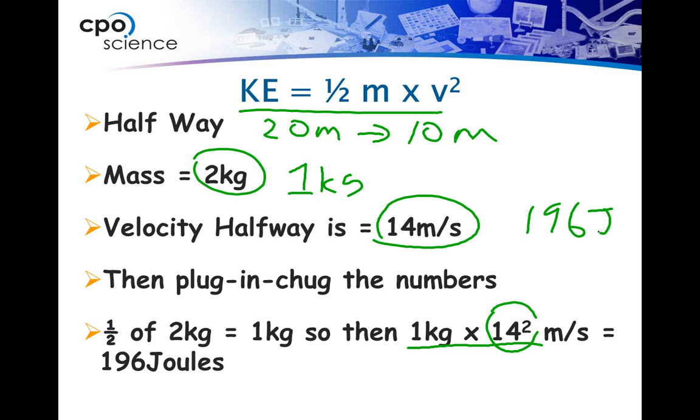So 1 times 14 squared gives us about 196 joules. What did we notice about the kinetic energy and the potential energy halfway down? We should have noticed that they were equal. They were equivalent, because half of the energy had been changed from potential energy to kinetic energy, and it still had halfway to go.